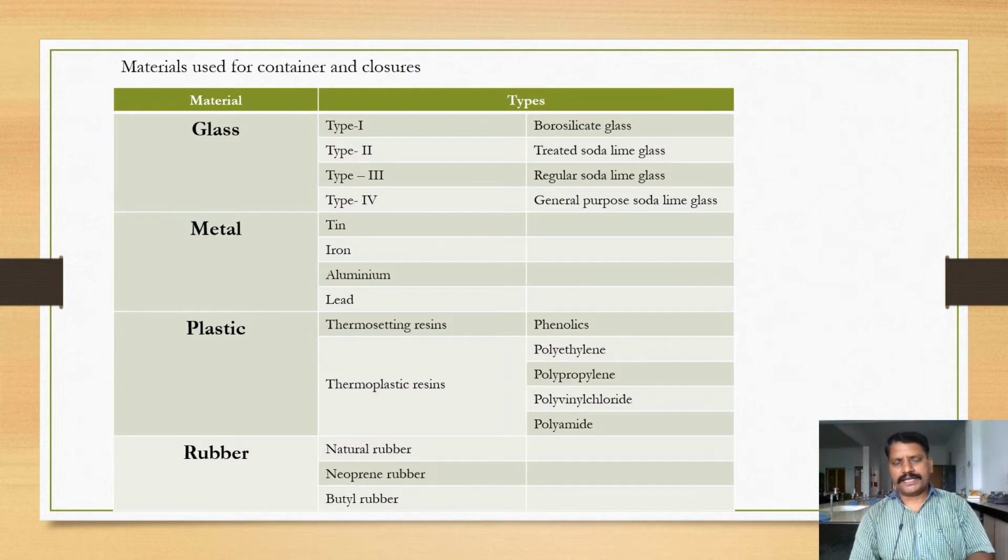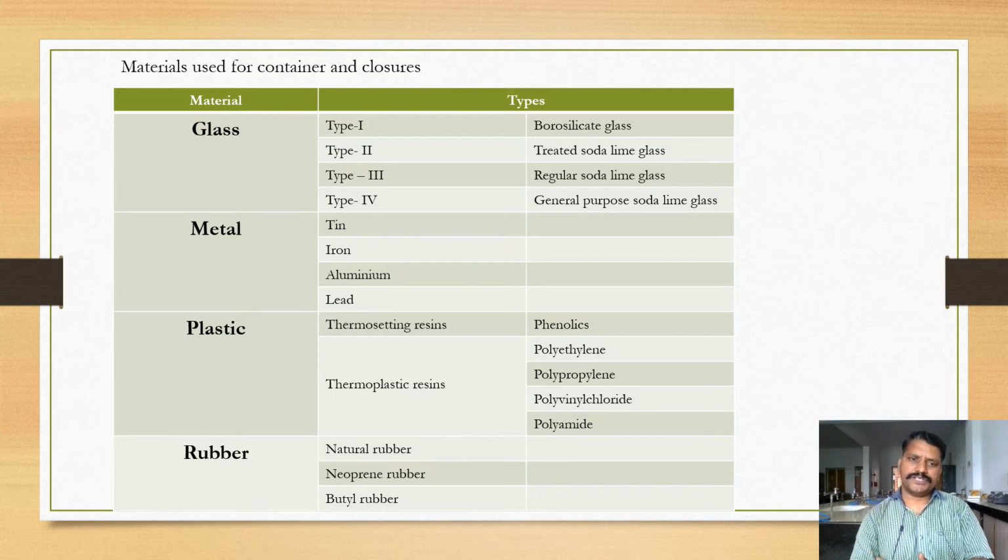Now the glass container, as per the USP, is classified as glass type 1, type 2, type 3 and type 4. What is type 1? The highly resistant borosilicate glass. Type 2 glass, treated soda lime glass. Type 3 glass, regular soda lime glass, and type 4, general purpose soda lime glass. Metal: tin, iron, then aluminium and lead.